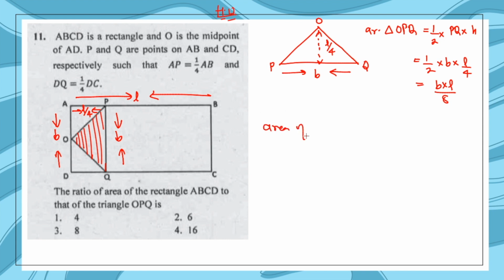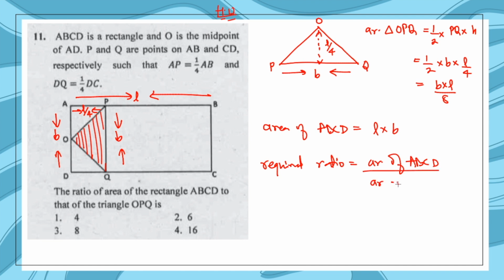And what about the area of rectangle ABCD? That will be given as length into width, so that will be B into L or L into B. Required ratio will be area of ABCD divided by area of OPQ. So this is L into B divided by B into L upon 8. This and this are going to get cancelled out. This 8 will come up and your answer will be option number 3, which is 8. Alright, so this is how this question needs to be done.